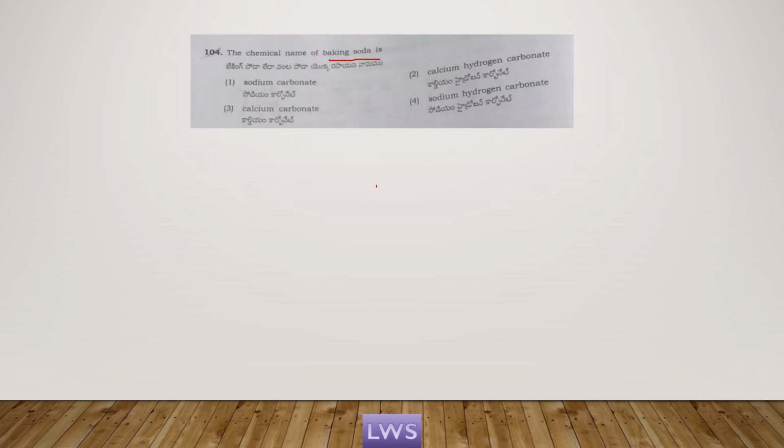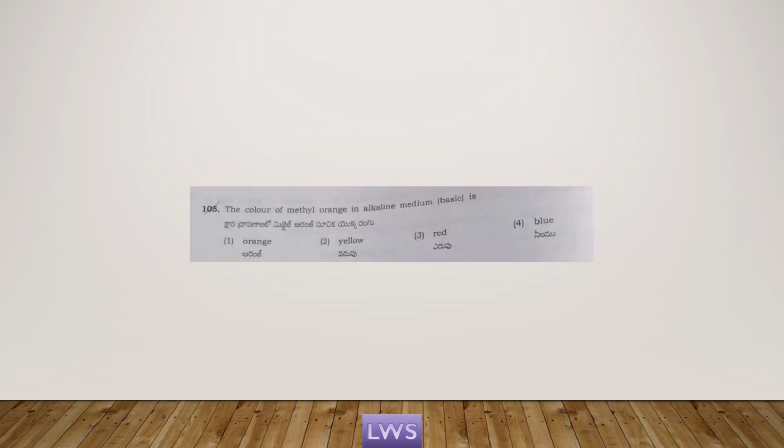Chemical name of baking soda. So baking soda formula is NaHCO3, which is nothing but sodium hydrogen carbonate. Option 4 is your answer, sodium hydrogen carbonate.